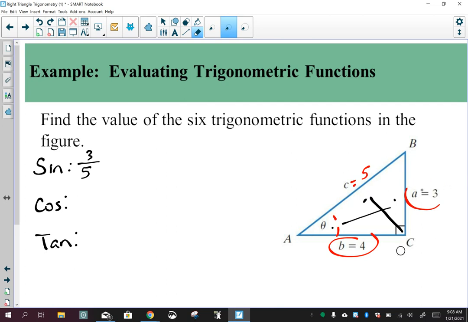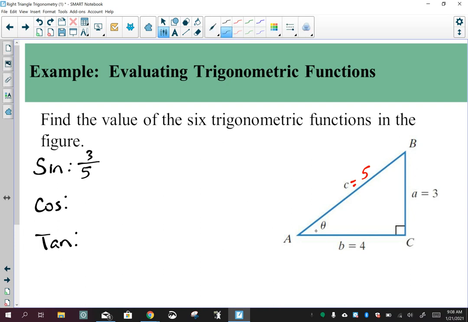So cosine. Cosine is going to be adjacent over hypotenuse. So I have adjacent over hypotenuse. And then tangent is going to be opposite over adjacent.